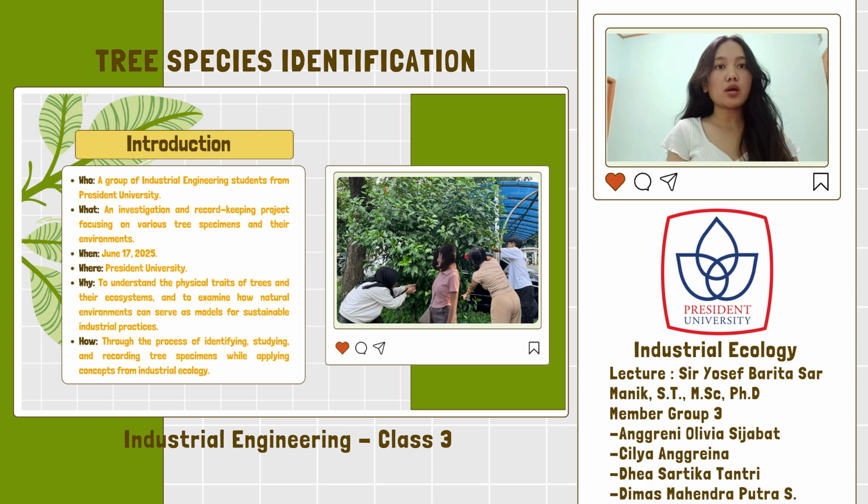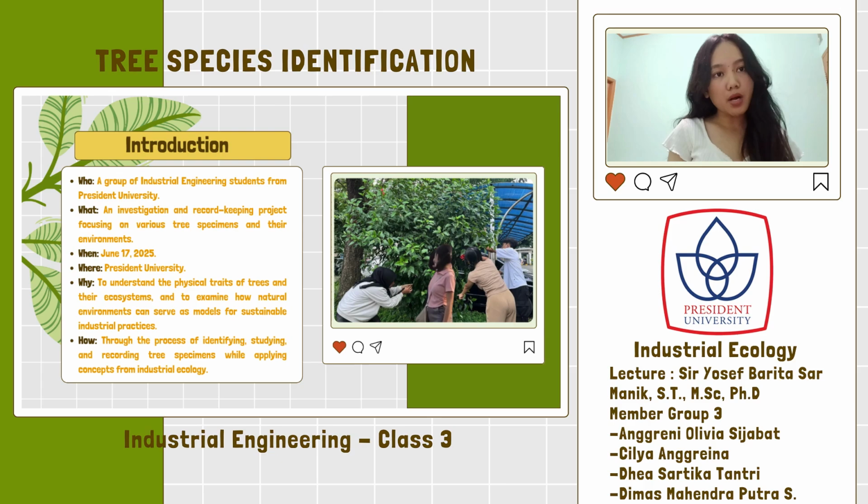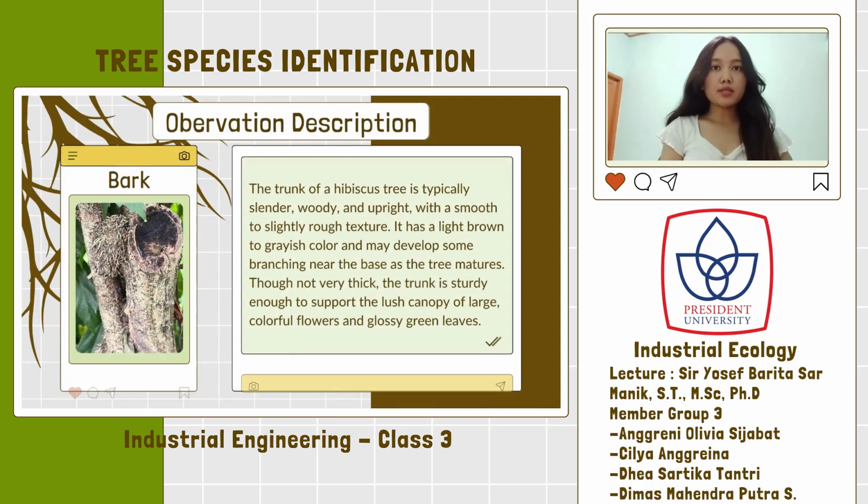Our goal was to look at the physical traits of trees and understand how nature works. We also wanted to see how natural systems can be examples for making industrial systems better and more eco-friendly. We did this by observing, studying, and recording the parts of the tree like the bark and the leaves. The first one, let's talk about the bark.